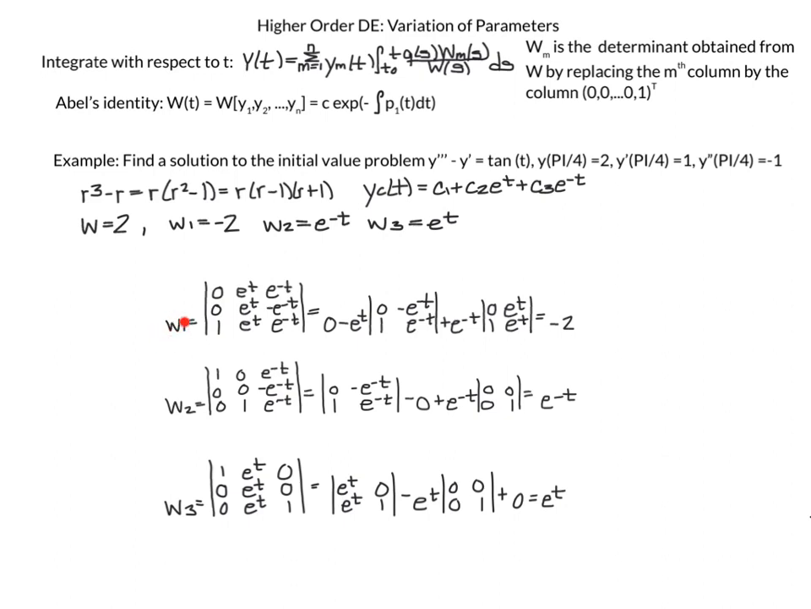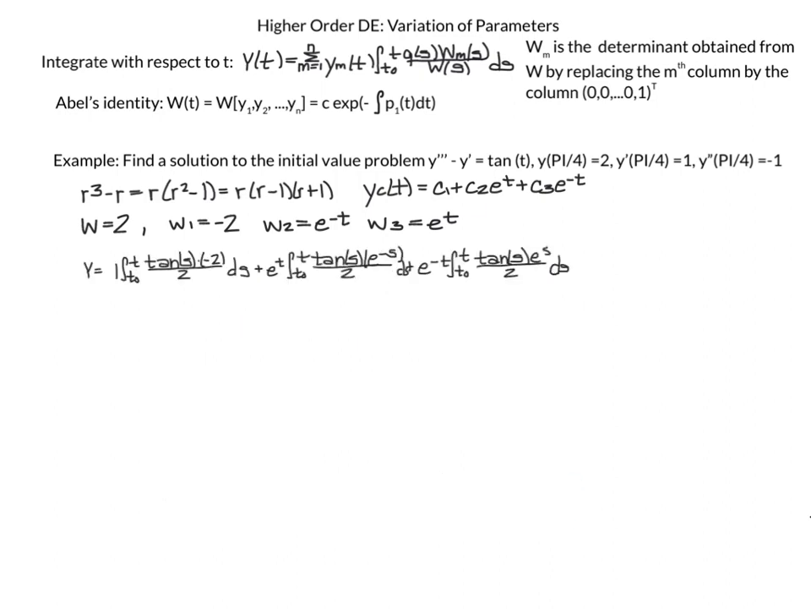Next, I'll calculate W1. So I take the same Wronskian matrix, but I substitute the first row with 0, 0, 1. And I get W1 is equal to 2. And I make my note here. For W2, I take the same Wronskian, substitute the second row, though, with 0, 0, 1. And I get W2 is equal to e to the minus t. And finally, W3, the third row is replaced with 0, 0, 1. And I get W3 is equal to e to the t.